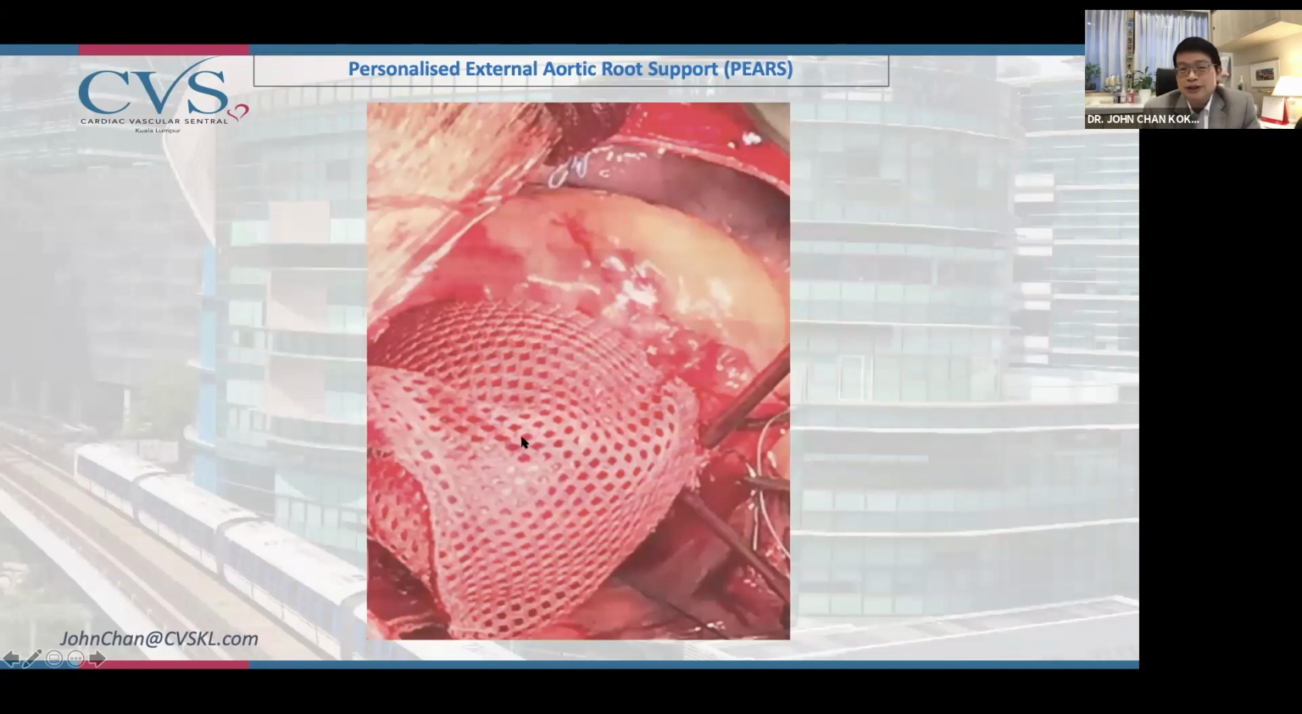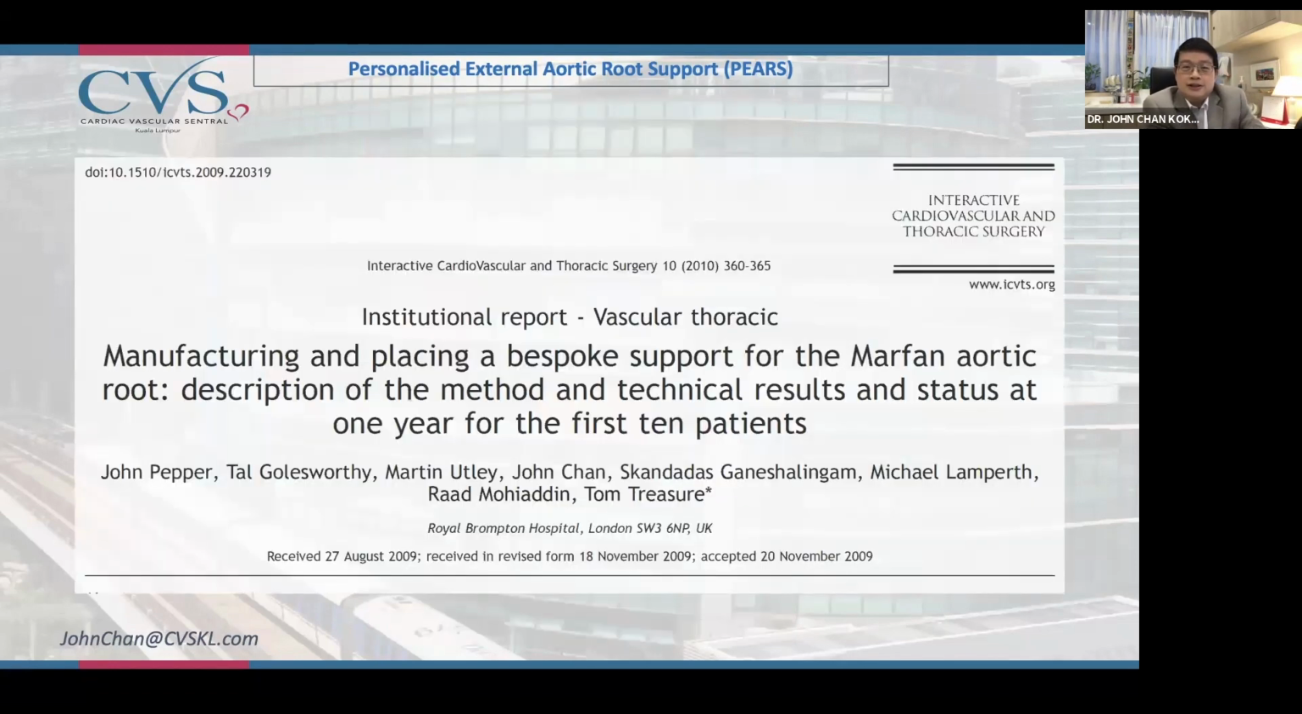It still needs open surgery, but it doesn't need to resect the aorta and replace it with another aorta. It just involves wrapping this strong material around the aortic root to strengthen it. This procedure is not new. It's been around for some time, and I was privileged to be part of the initial team which invented this device. And this is the publication, more than 10 years ago now, which we have published.